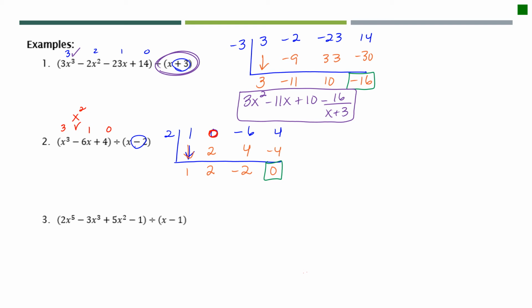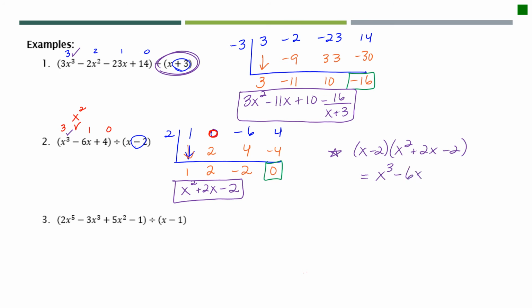So my final answer here, since I started with x cubed, I'm going to start with x squared. So it's 1x squared, but you don't have to write the 1, plus 2x minus 2 with no x, and I don't have a remainder. So what this one means over here is if I took the thing I divided by, x minus 2, and I multiplied it by the answer, I would get the thing that we originally started with, which was x cubed minus 6x plus 4. Okay? All right, last one.